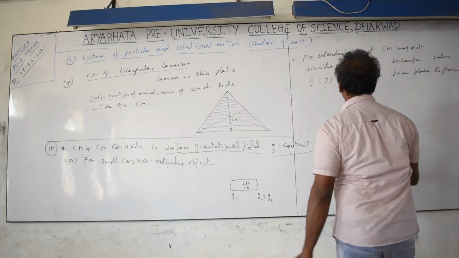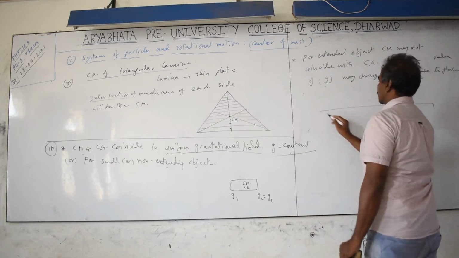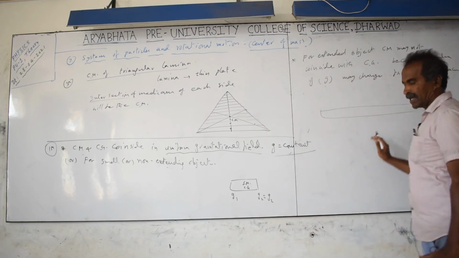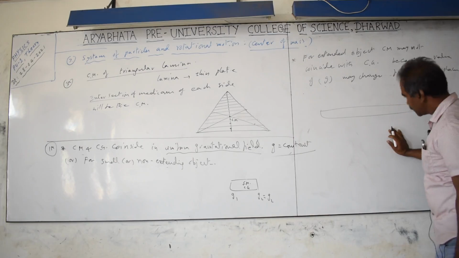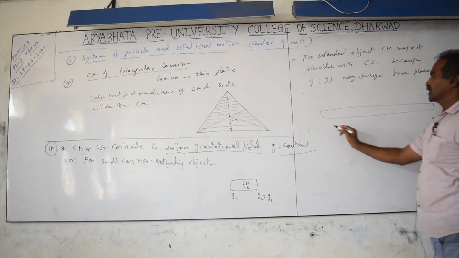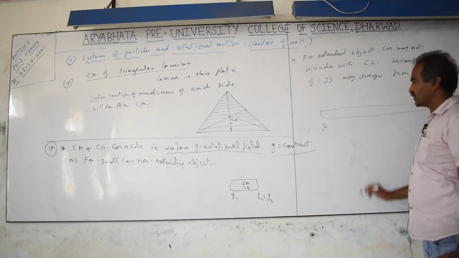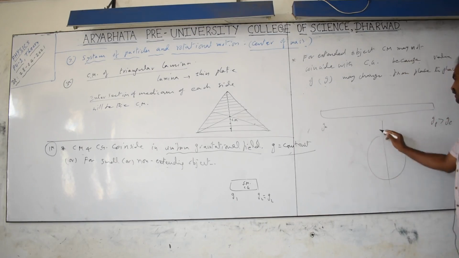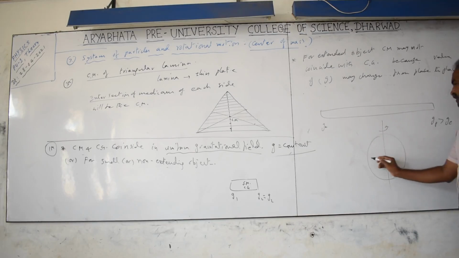So an extended object means, if I take a very long rod, imagine one end is at the equator and the other end is at the poles. g at the poles is more than g at the equator. g at the equator is the minimum value found on the earth's surface. Earth is spinning, rotating about its own axis. The acceleration due to gravity at the equator depends on the rotation, and also the distance from the center is more.